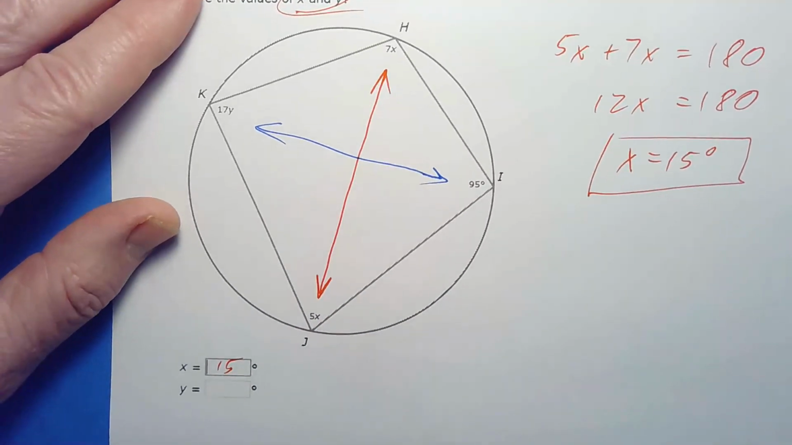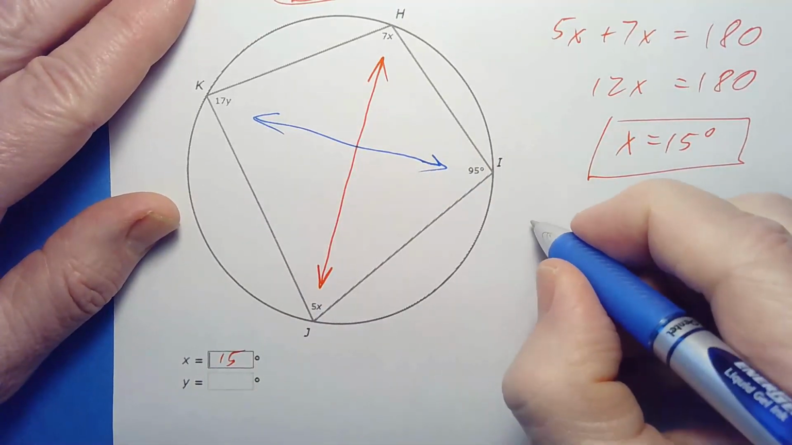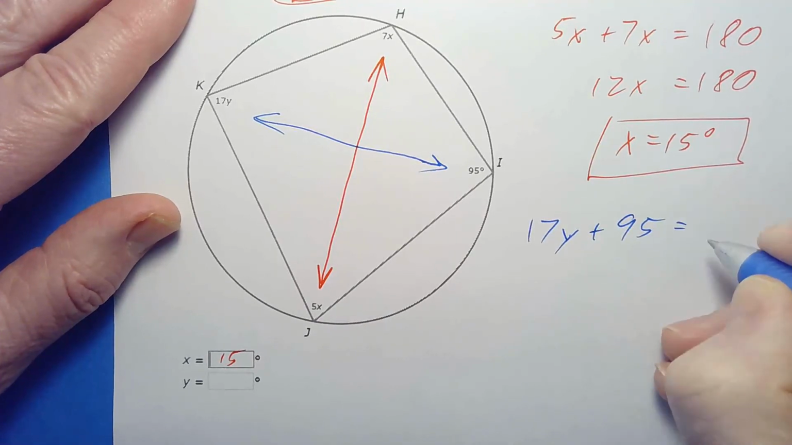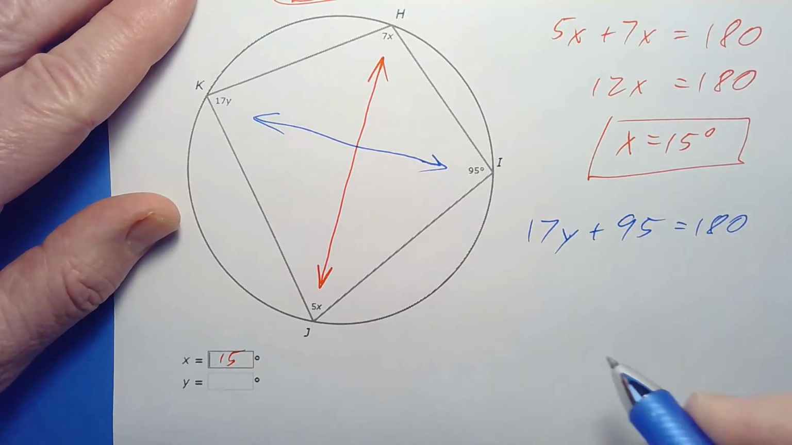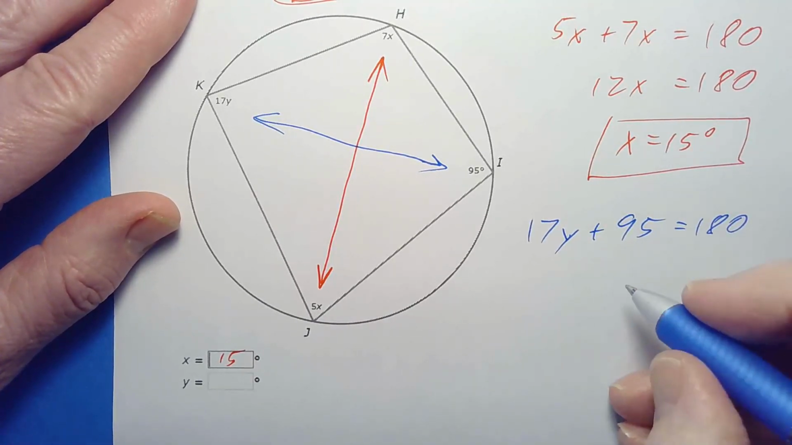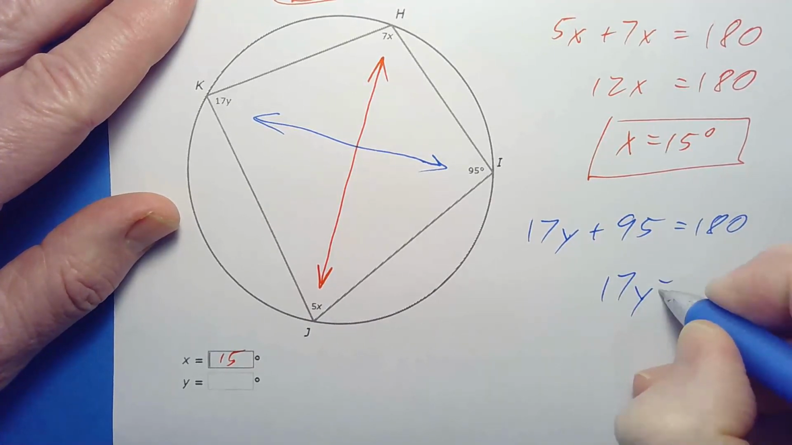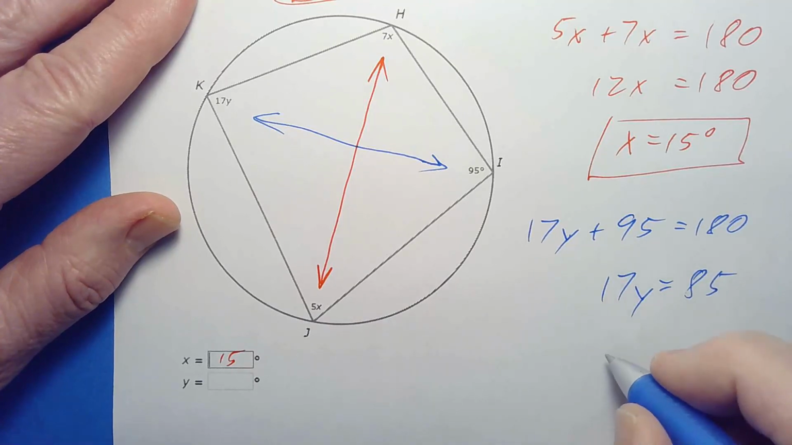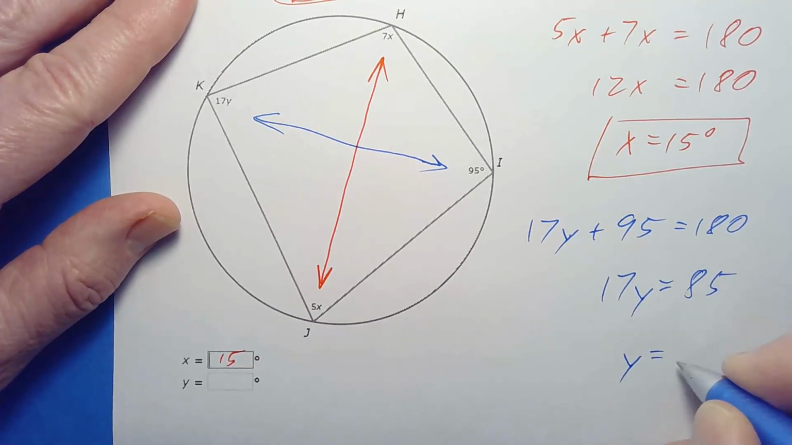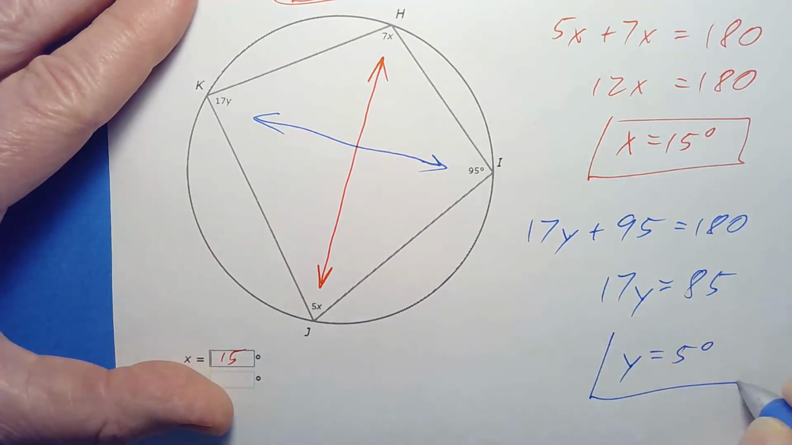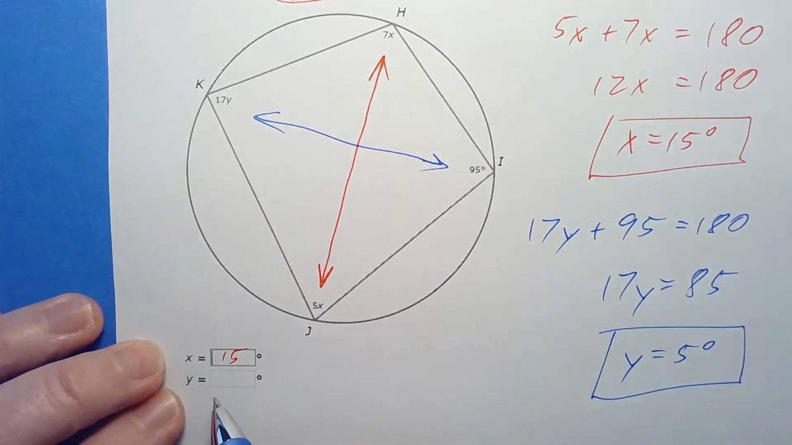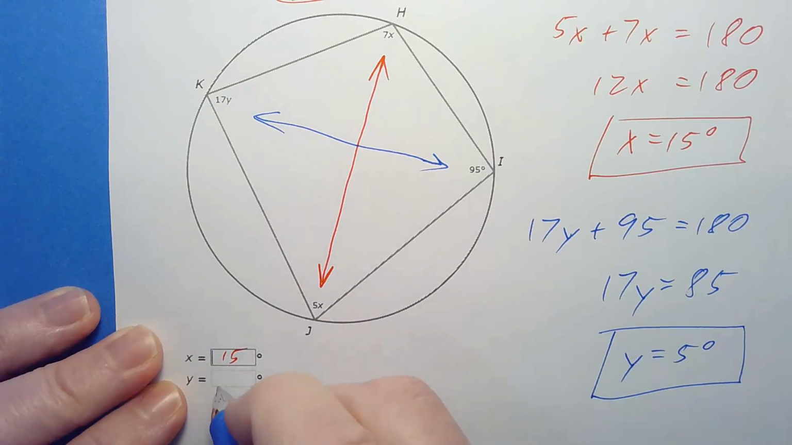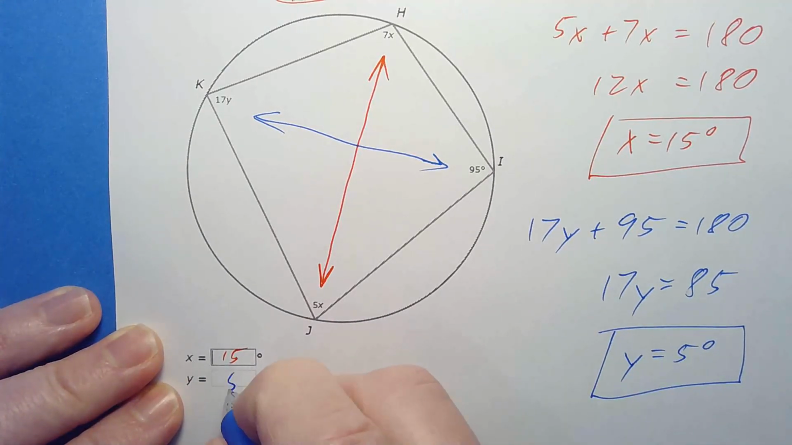Y, on the other hand, has a different equation. I've got 17y plus 95 equals 180. When I work all that out, I'm going to subtract 95. I get 17y equals 85. Divide both sides by 17, and I finally get y equals 5 degrees. So again, notice they're asking for the variables, not the angles. So make sure you're solving the equation. And so I would have y equals 5.